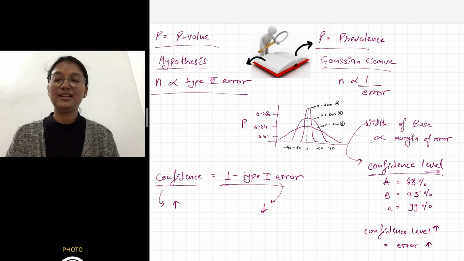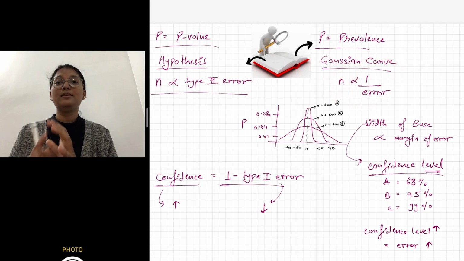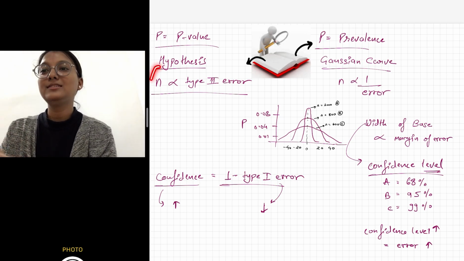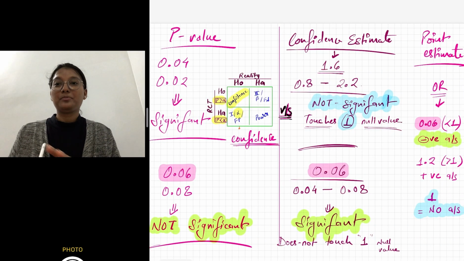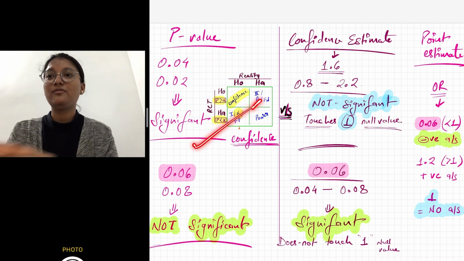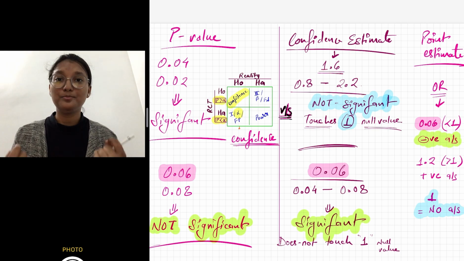They are inversely related. And when we talk about the sample size, when you study more and more population for the Gaussian curve, you will get less error, whereas in the hypothesis, sample size is directly related to type 2 error.